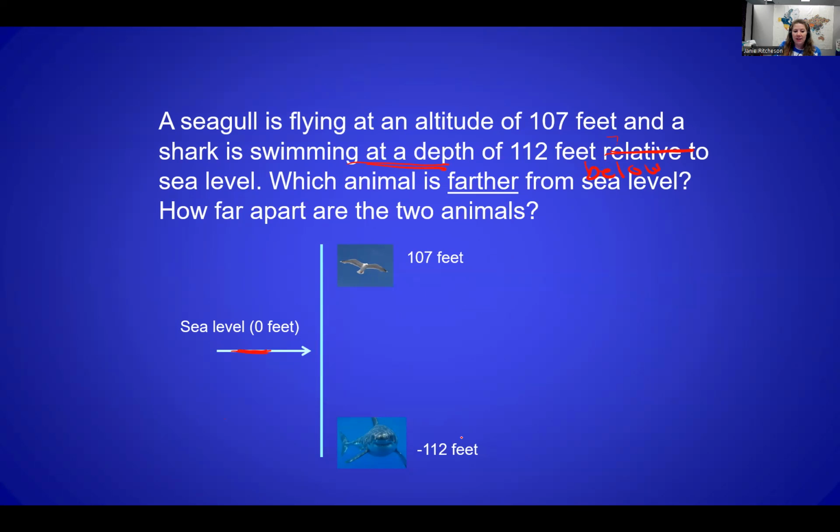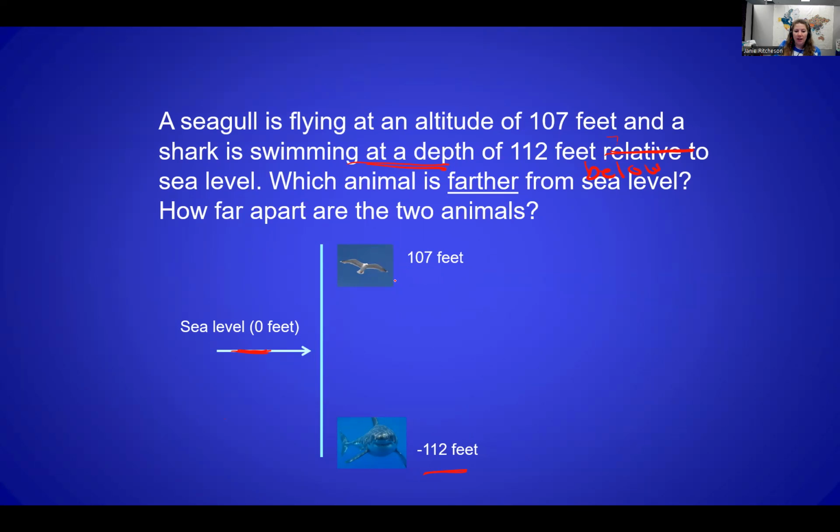Well, actually, the shark is farther away from sea level, right? Because the absolute value of -112 is greater than the absolute value of 107. The next question is, how far apart are these animals? How far apart are the animals? Can you figure that out?